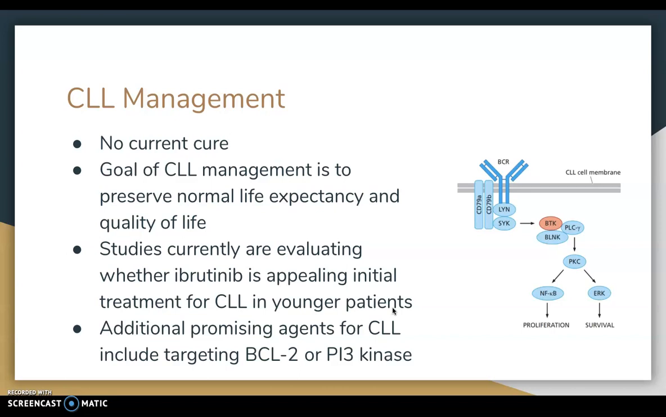And studies are currently looking into whether ibrutinib, which is what Pat was on at the very end there, can be an appealing initial treatment for CLL in younger patients. And there are additional promising agents for CLL, including targeting BCL2 or PI3 kinase.